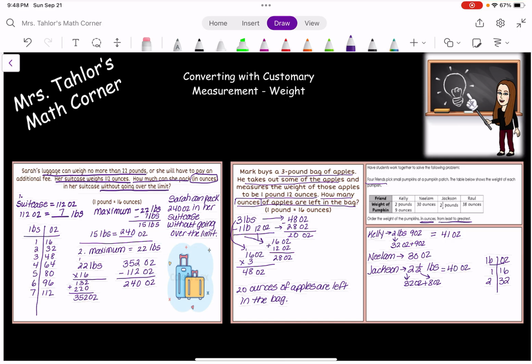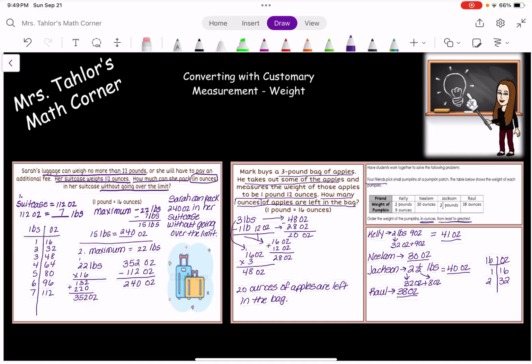The last friend, Raul, his pumpkin weight is already in ounces, and we know that his pumpkin weight is 38 ounces. So now that we have the same unit of measurement, 41 ounces, 30 ounces, 40 ounces, and 38 ounces, we're ready to put our measurements in order from least to greatest.